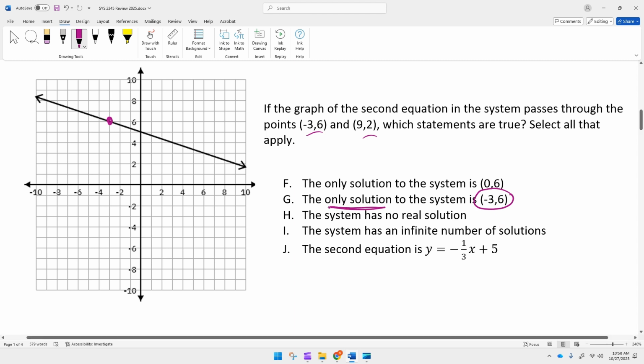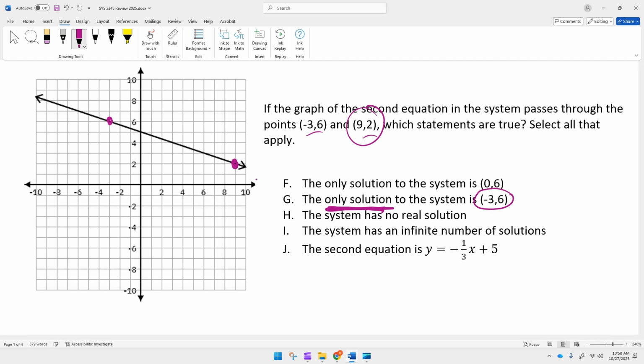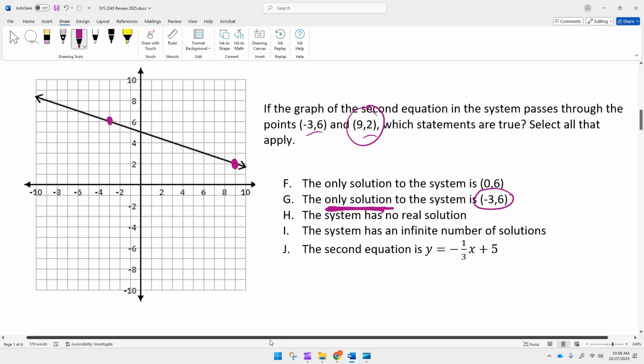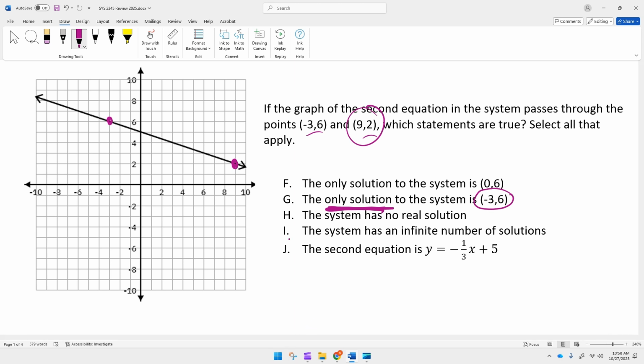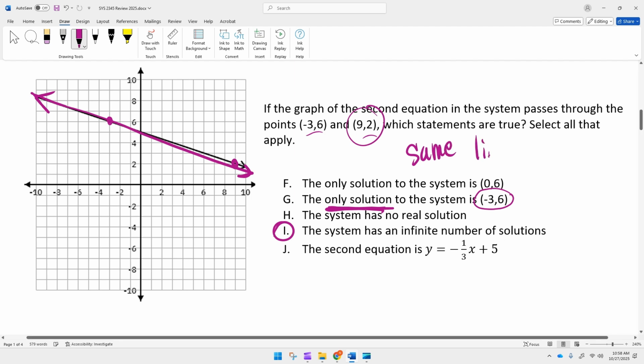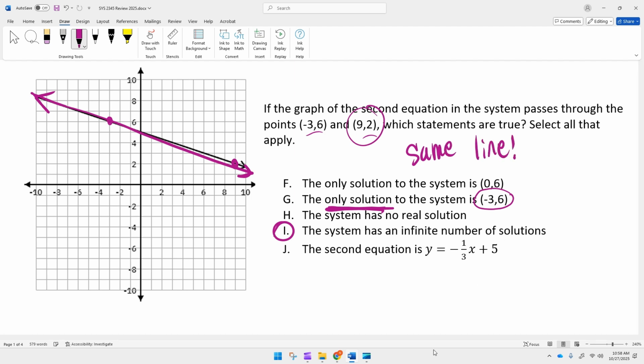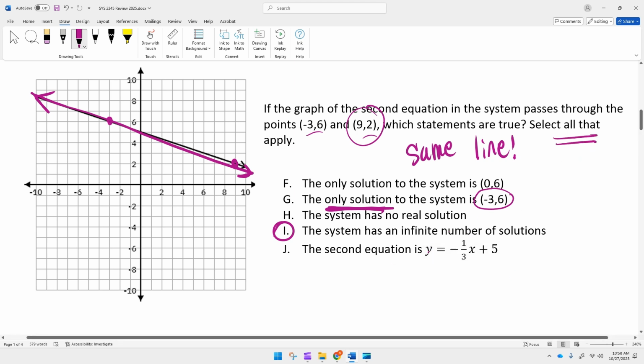Because this says the only solution to the system. If you notice, if you were to plot 9, 2, that also lies on the same line, which means if it's the same line, we have infinite solutions. If you were to do your rise over run, you would see that you would graph over the same line between those 2 points. Does that make sense? And even though it says select all that apply, okay, so one more option.